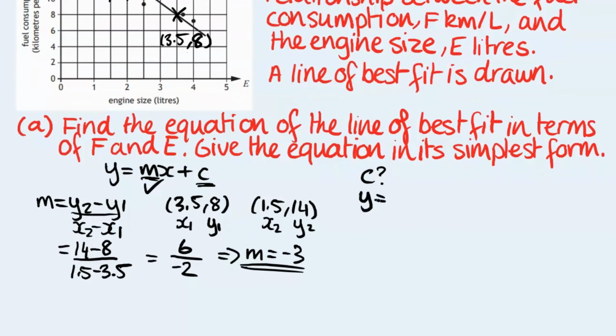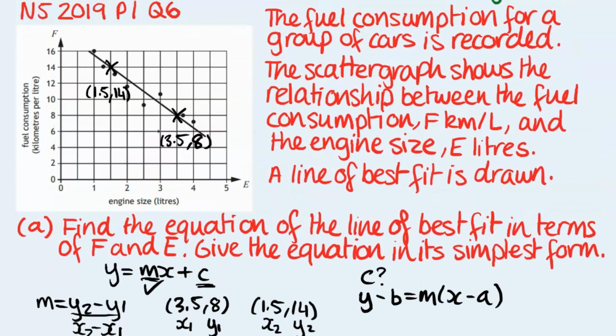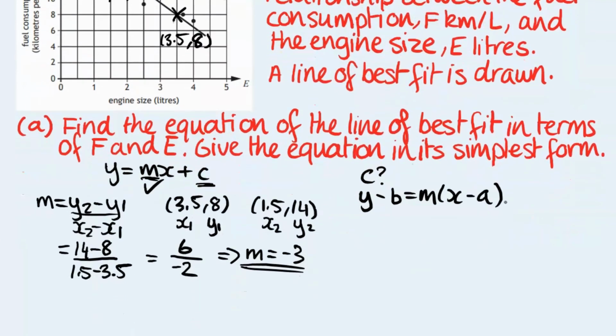So always remember that. It'll be y minus b is equal to m bracket x minus a. Okay, so what is b and a? Well, you just simply pick any point that you know on this straight line and then substitute that in. So I'm just going to pick the point (3.5, 8). Okay, I'm just going to pick that randomly. You can pick any point, and I'm going to label that a and b. So let's substitute that in.